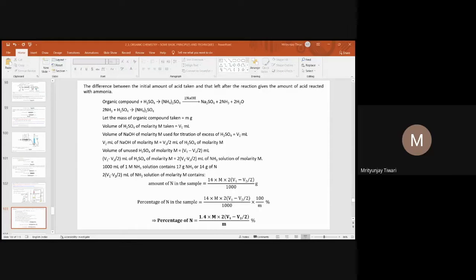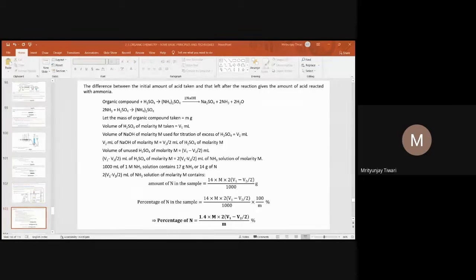So 14 into 1 into 2 into 10, or you can directly from this equality take 20 ml, and this 20 ml will correspond to this value from here to here. 1 is the molarity, 14 is what we already know here in this equation, divided by 1000, into 100 by n, where n is the amount of organic compound that we have taken. And this will give us 56.0% nitrogen in the organic compound.